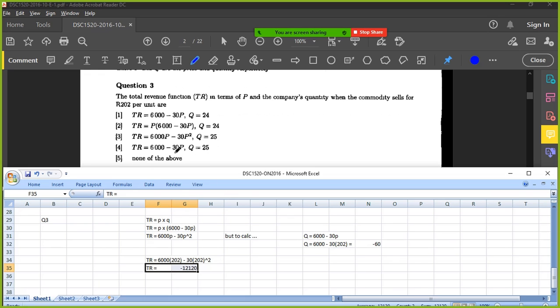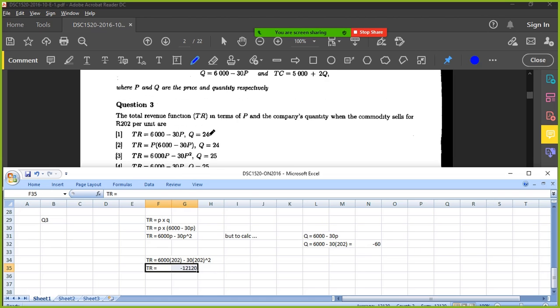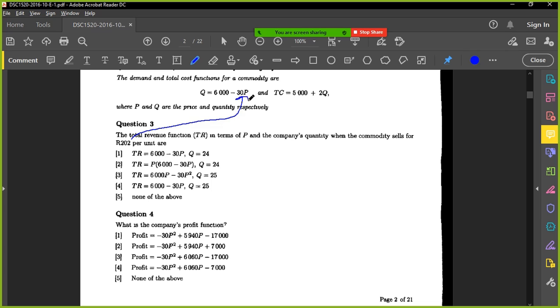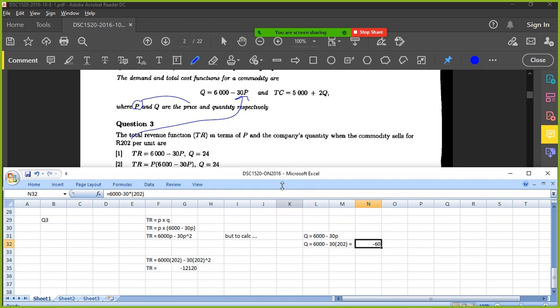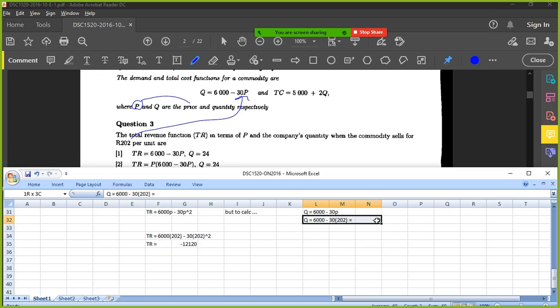If they tell you the commodity sells for 202 per unit, that is the price, so that's P. If you plug that into that option there, you get minus 60 as quantity. Can you have negative quantity? No, you can't. So that wouldn't be possible if the commodity sells for 202 units.